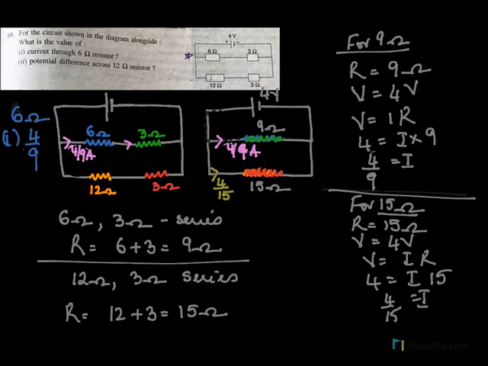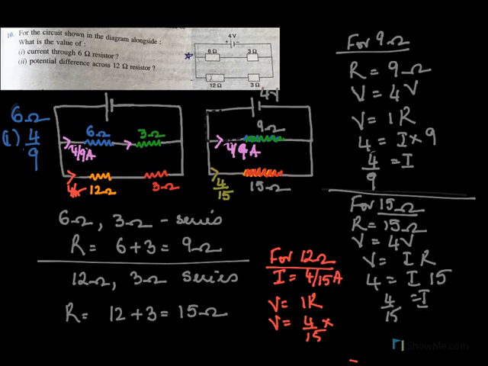And when we come to this branch, the current flowing through it we already saw is 4 by 15 amperes. So for 12 ohms, the current is 4 by 15 amperes, and we need to find the voltage. So V equals IR. Your I is 4 by 15, your R for 12 ohms is 12, and then you will find your voltage, and that comes to 3.2 volts.